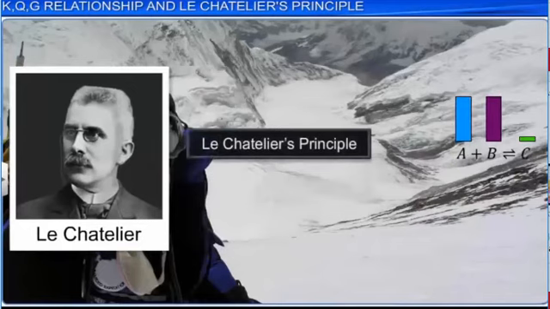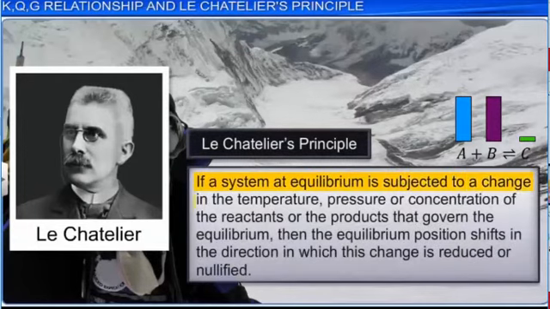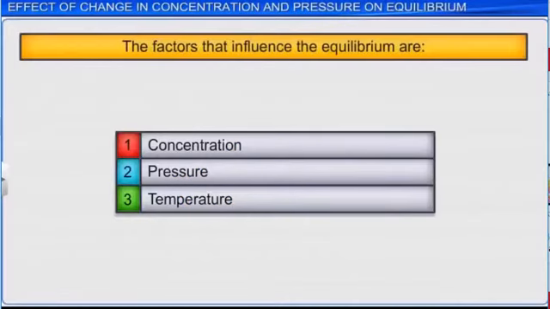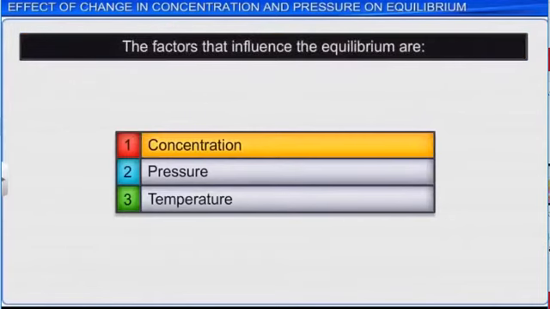Le Chatelier's principle may be stated as: if a system at equilibrium is subjected to a change in the temperature, pressure, or concentration of the reactants or the products that govern the equilibrium, then the equilibrium position shifts in the direction in which this change is reduced or nullified. The factors that influence equilibrium are concentration, pressure, and temperature. Let us learn about the effect of each factor in detail.